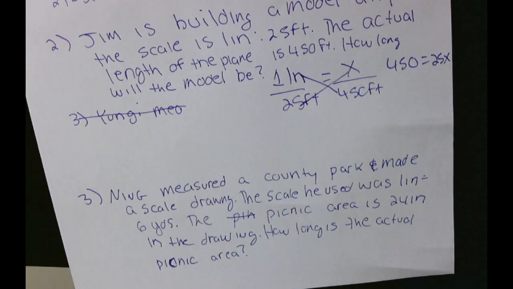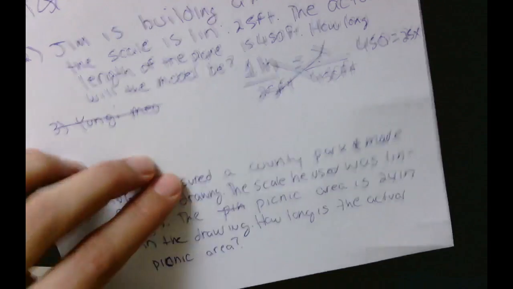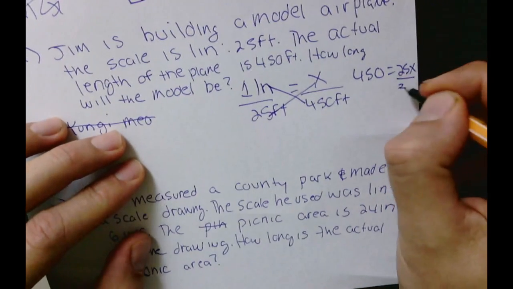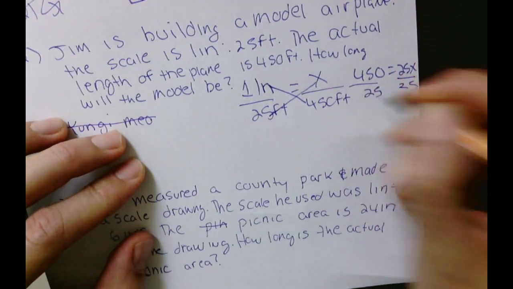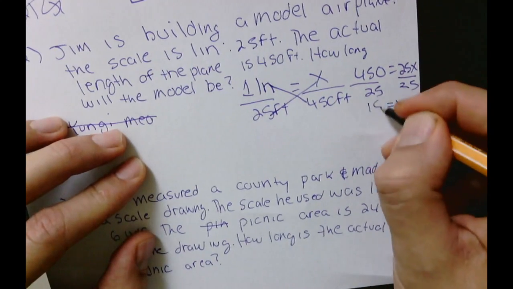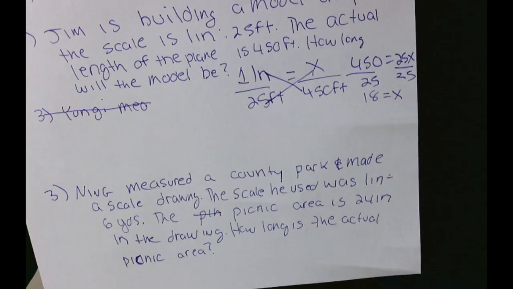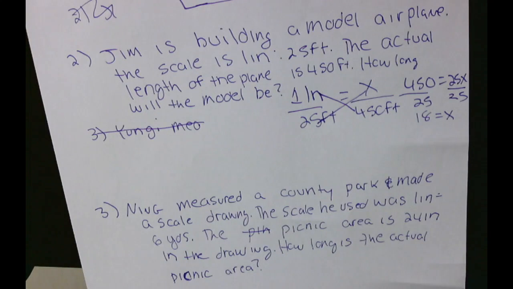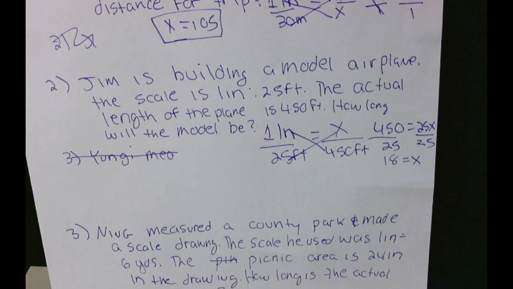Next, we're going to divide both sides by 25. Divide both sides by 25. You get x is equal to 18. There we go. So, we learned a lot so far. We learned about Jim and his model airplane and how long the model will be. And we also learned about koalas so far. And we learned about platypuses.